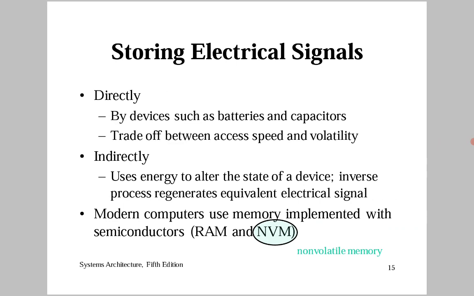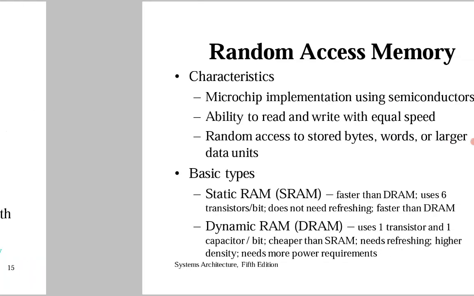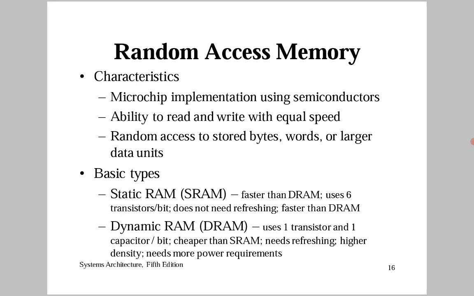Next is storing electrical signals. How do we store electrical signals? Directly, by devices such as batteries and capacitors, with a trade-off between access speed and volatility. Indirectly, it uses energy, and modern computers use memory implemented with semiconductor RAM and NVM. So what are random access memories, or RAMs? Random access memory, or RAM, or main memory.